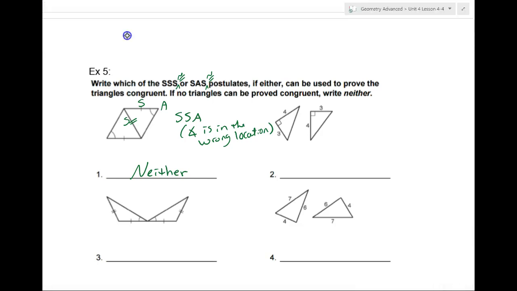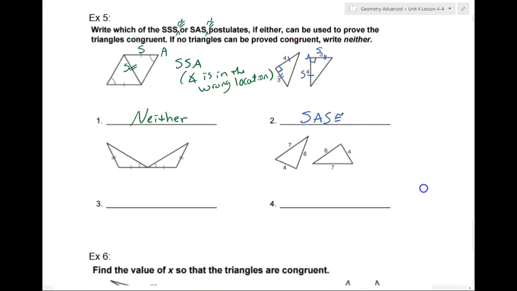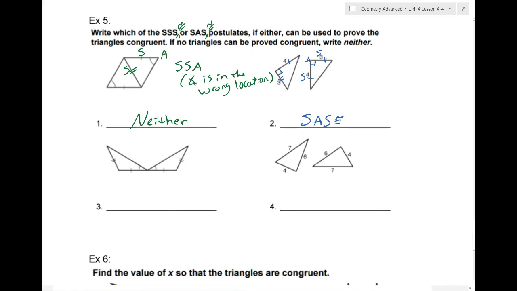For example 2, we have a pair of sides that are both 4. I have a pair of sides that are both 3. And then I have a pair of right angles that are congruent, and they're included. So I have here side, angle, side. So are the triangles congruent? Yes. So use side, angle, side congruence. All right, let's look at the next one.